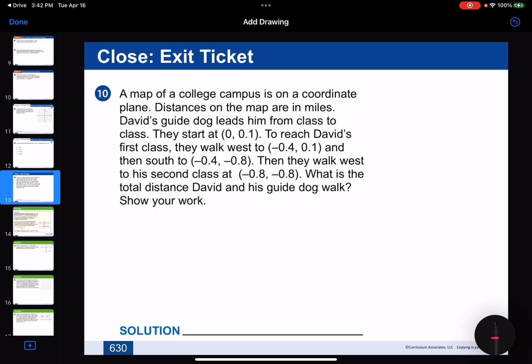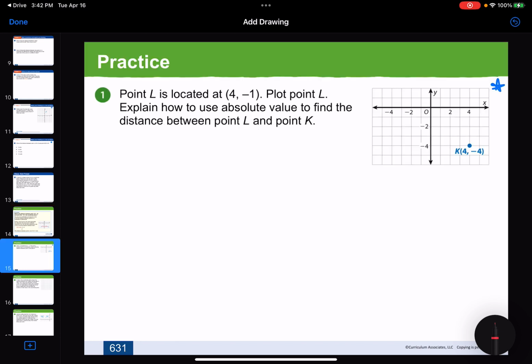Okay, we're going to go ahead and skip this exit ticket. Again, if you got time at the end of class, go work on this, okay? I'm going to jump up to number 1.